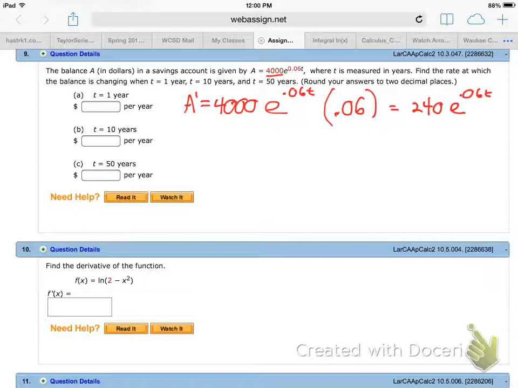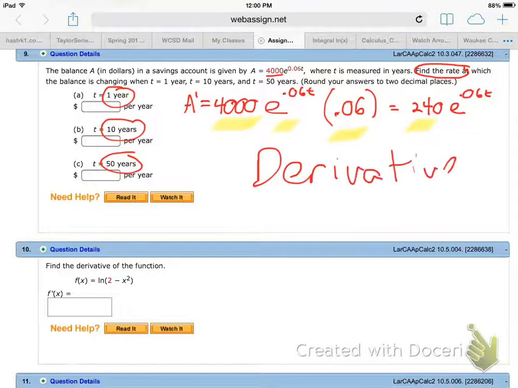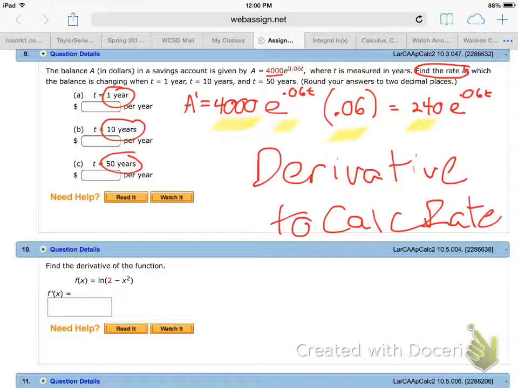I took it: 4,000 is a constant, so I kind of ignored it. Took the derivative of e to the 0.06t, which is e to the 0.06t times 0.06. Combine 4,000 times 0.06, got 240. Now I'm ready to put in any t I want, and it asks for t equals 1, 10, and 50, and you get your appropriate values. So the derivative, don't forget, is to calculate rate. That's what it's there for.